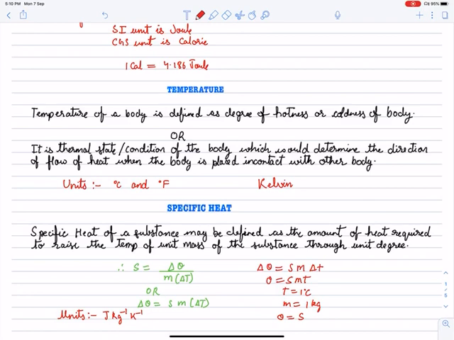Okay, Q is equal to S. So now read the definition. Specific heat of a substance may be defined as the amount of heat required, that is, how much heat we need to raise the temperature of the substance whose specific heat we want to measure by 1 degree.